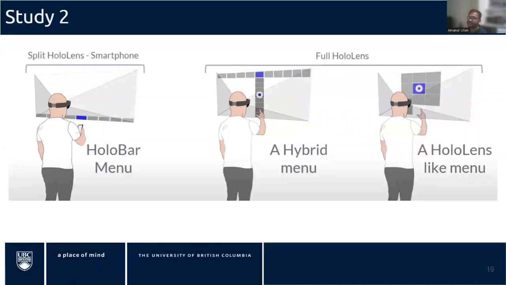Now for the second study. The second study compares the Holobar with the default HoloLens menu. And to keep things similar, the authors made another menu, which is a hybrid between the Holobar and the HoloLens. So this is how the hybrid menu looked. The Holobar is a linear menu, and the HoloLens is a grid menu, but the hybrid menu is a mix between linear and grid.